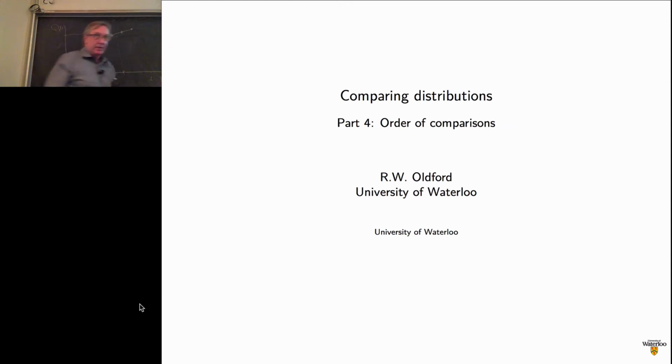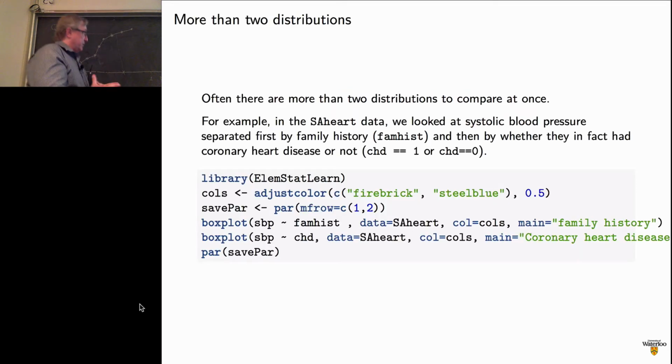So, last bit that I want to talk about comparing distributions on this one-dimensional data is thinking about comparing more than two distributions. Lots of times we want to compare more than two distributions at once, and the South African heart data is a particular example. We can look at systolic blood pressure again for those with a family history of heart disease, and those without, that's 2. Those that have had coronary heart disease, and those that have not. So there's 4 different distributions we want to compare.